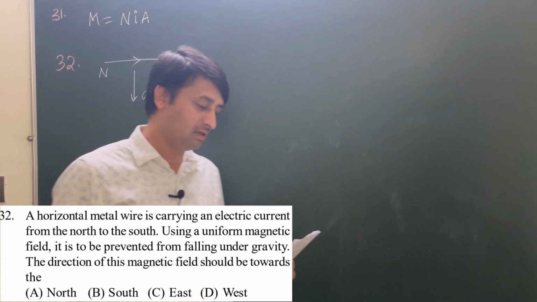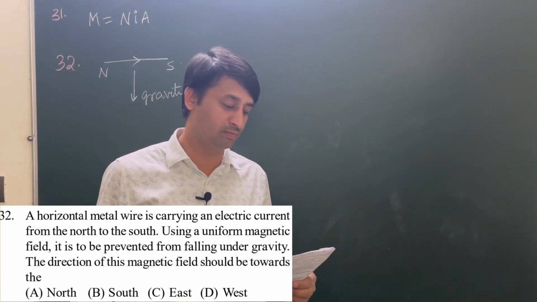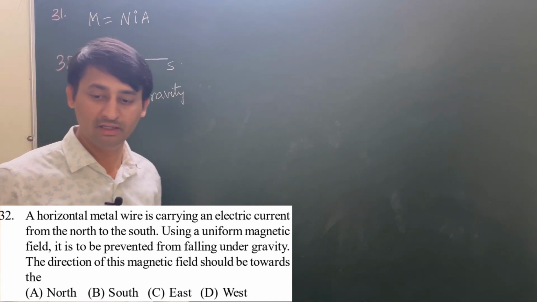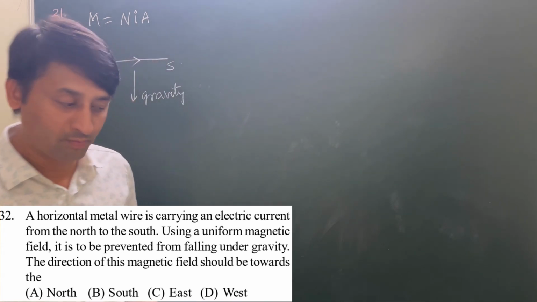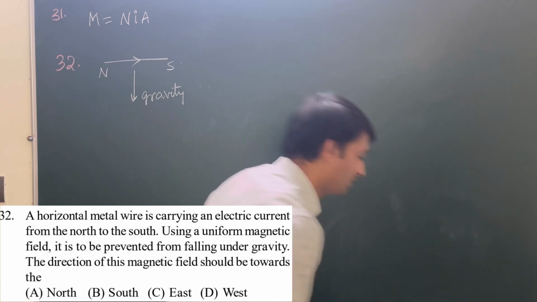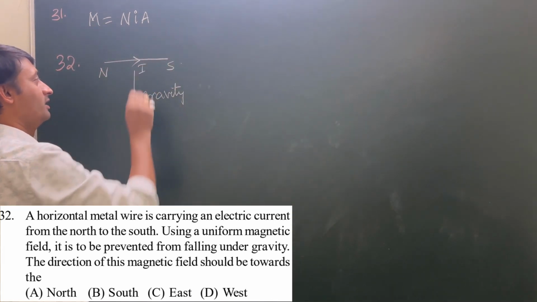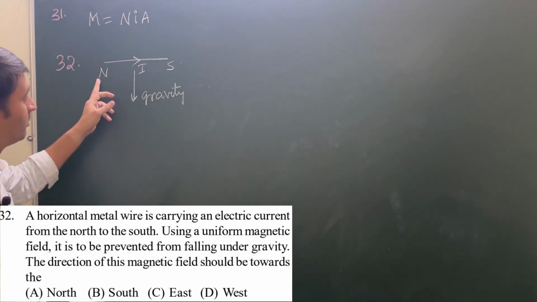The direction of this magnetic field should be towards... Find in which direction the magnetic field should be. Okay, now to prevent this from falling, this conductor is carrying the current here. The current is from north to south.